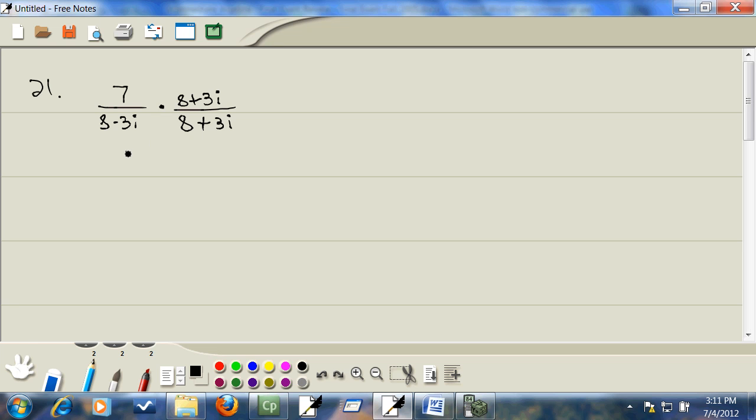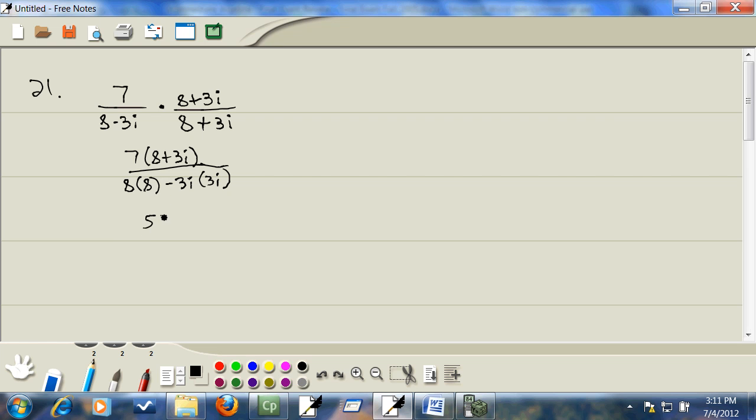Well, up on top, we're going to take 7 times 8 plus 3i. And down below, since those are conjugates, all we have to do is multiply the first parts together, the 8 times 8, and the last parts, so negative 3i times 3i. If you don't remember that, no big deal. It'll be obvious because the middle parts will always cancel away.